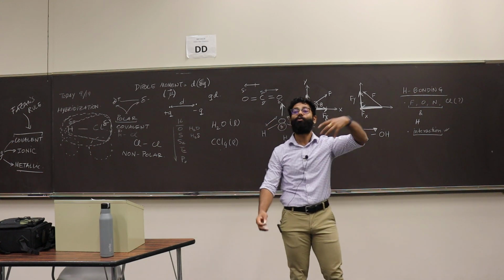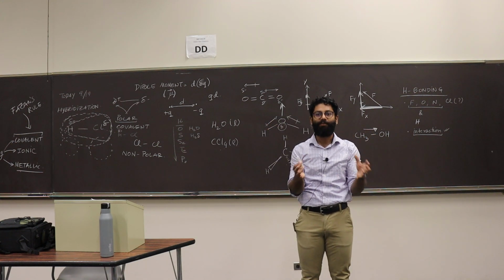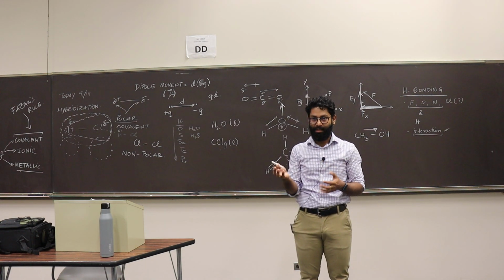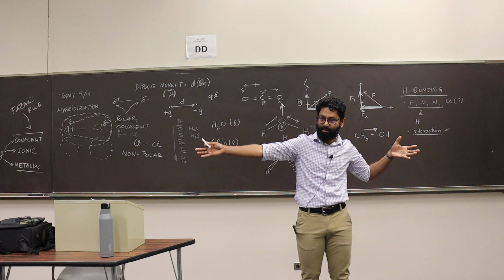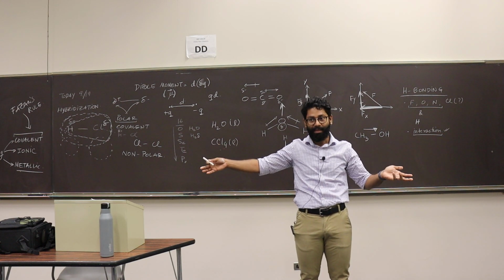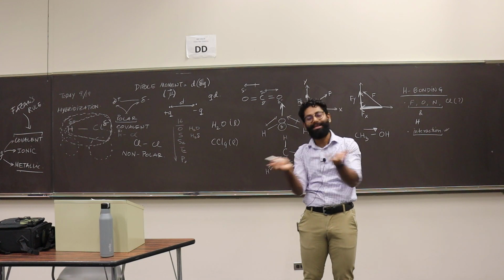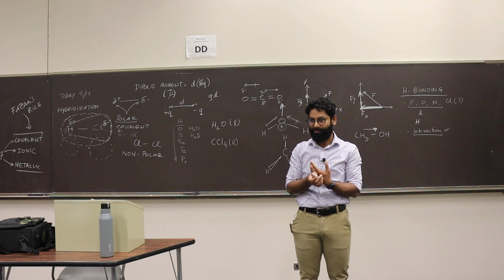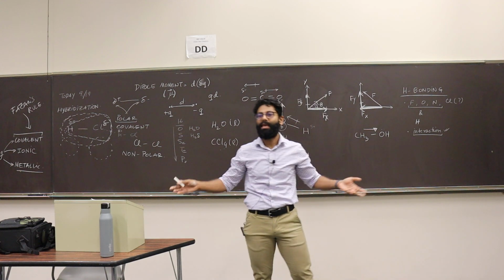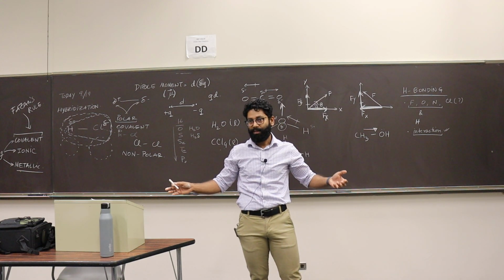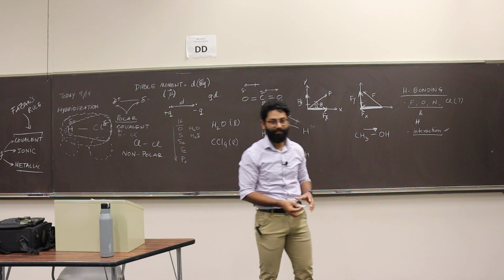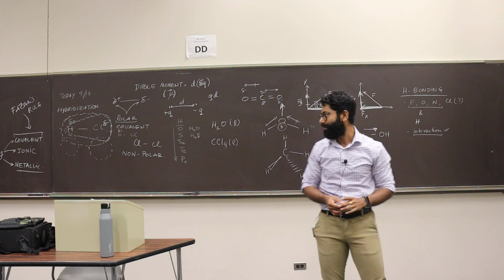When things become more and more heavy, there is a type of interaction that increases. It's called van der Waals interaction. So bigger molecules will have more van der Waals interaction, and smaller molecules will have less van der Waals interaction. Also, when you have more surface area, you have more van der Waals interaction, and when you have less surface area, you have less van der Waals interaction.